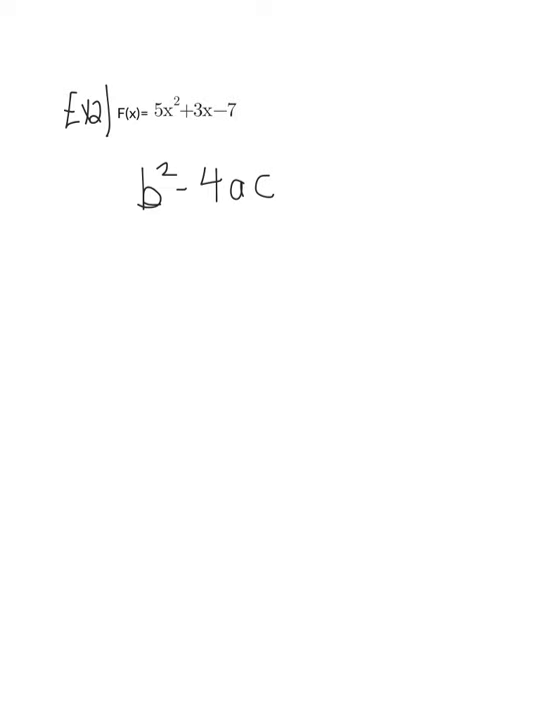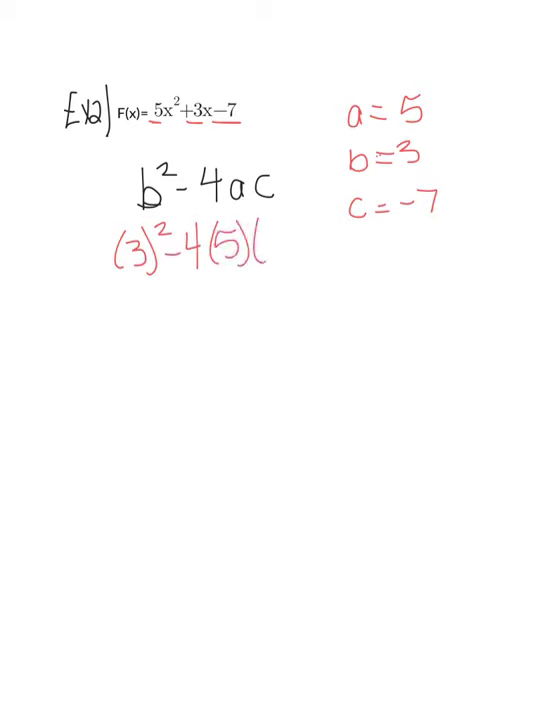So when I'm taking a look at my equation, my a equals the number in front of the x squared, so the 5. My b is the number in front of the x, so my 3, and my c is the number that's alone. So I'm going to go ahead and plug in this information. So b squared, so 3 squared minus 4 times a, my a was 5, times c, which was negative 7.